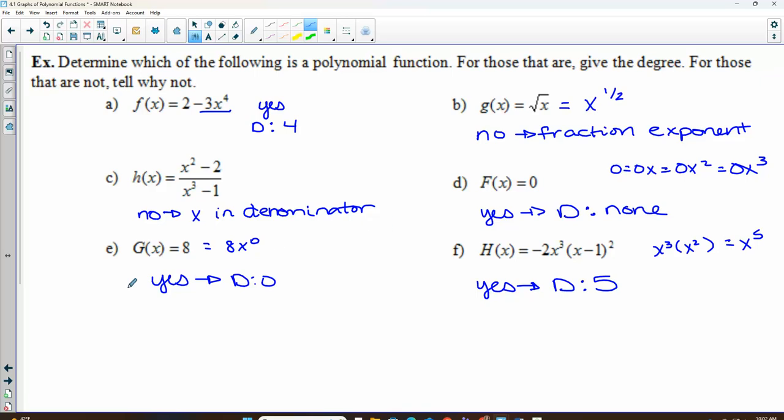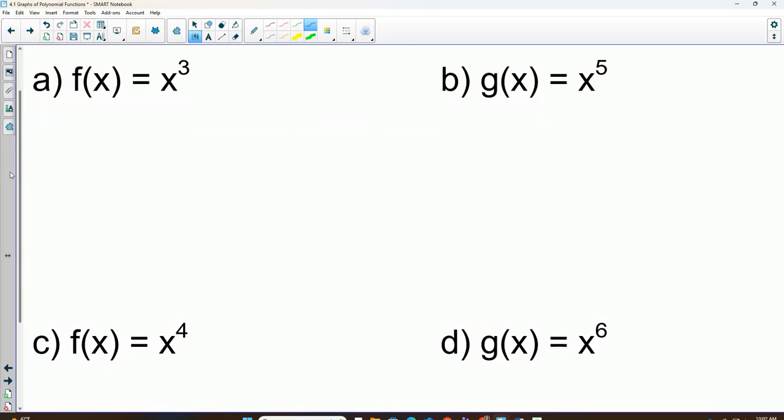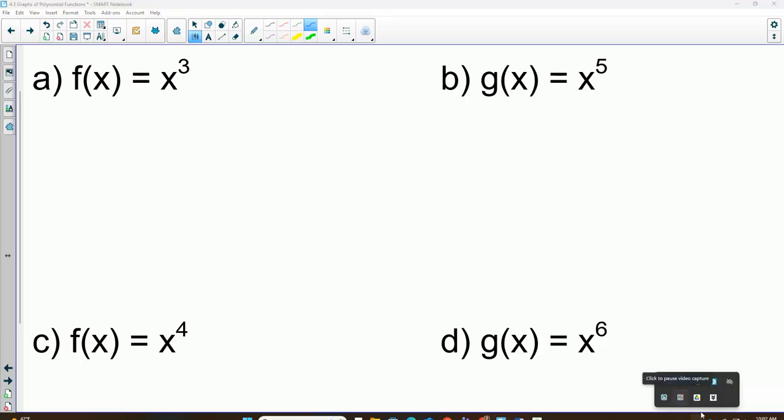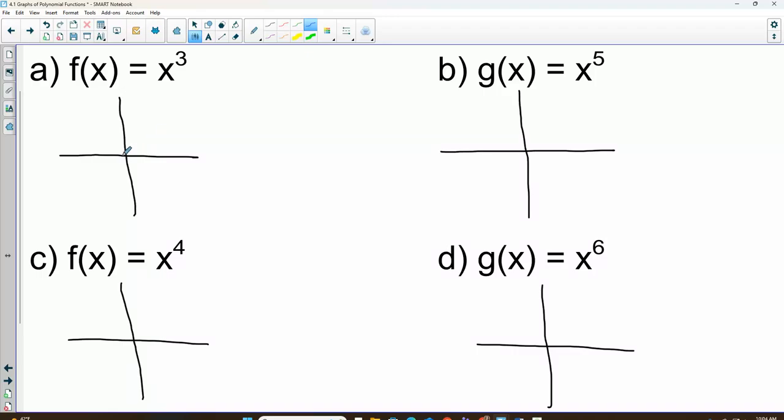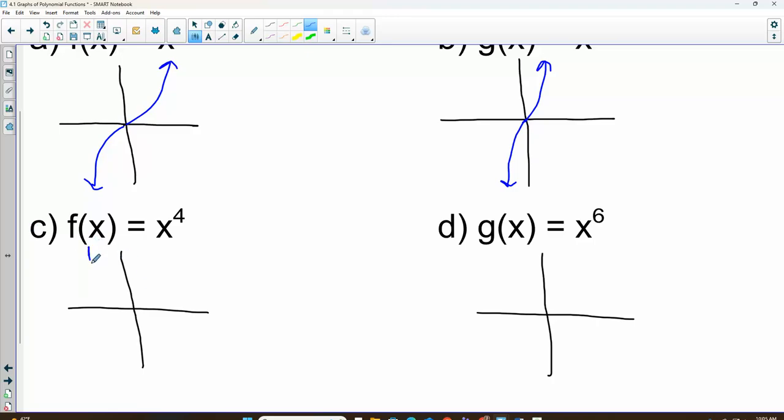Next one. You can use a graphing calculator. I want you to take a minute and graph these things. A very rough sketch is fine. Use a graphing calculator if you want. Just draw me a rough sketch of what these things look like. You might have remembered that one. What's that look like? The chair. Okay, what's x to the 5th look like? A skinny chair. All right, what's x to the 4th look like? And x to the 6th?